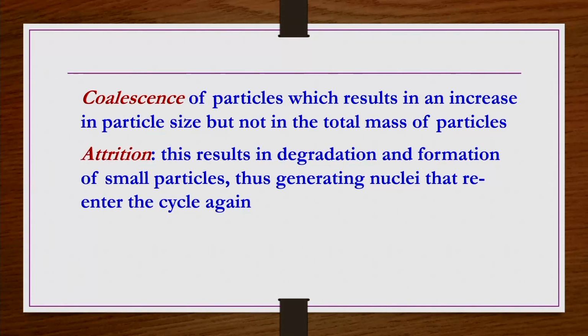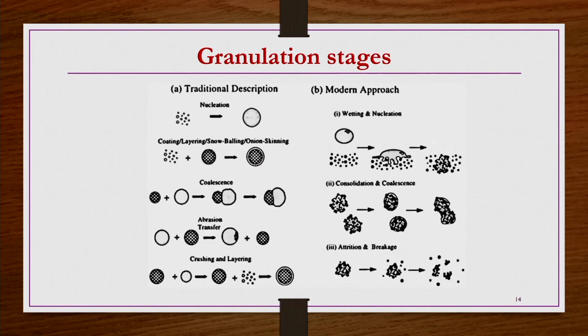Then attrition. This results in degradation and formation of small particles, thus generating nuclei that re-enter the cycle again. So those are the different stages that one may come across in agglomeration. We have seen stages in agglomeration till now; now we see stages in granulation. Here we see this pictorially.